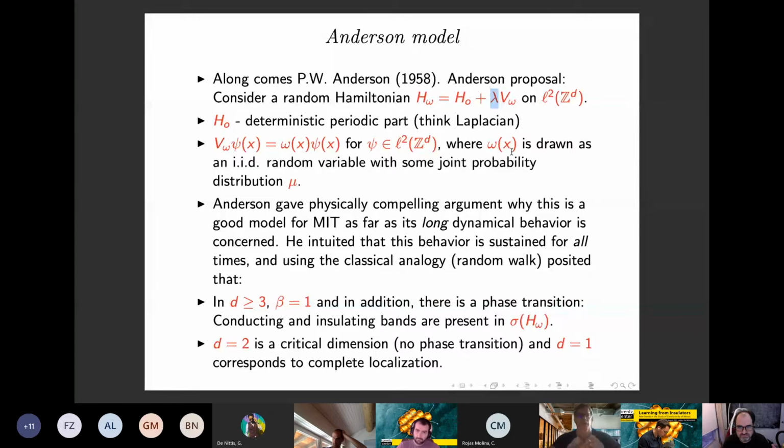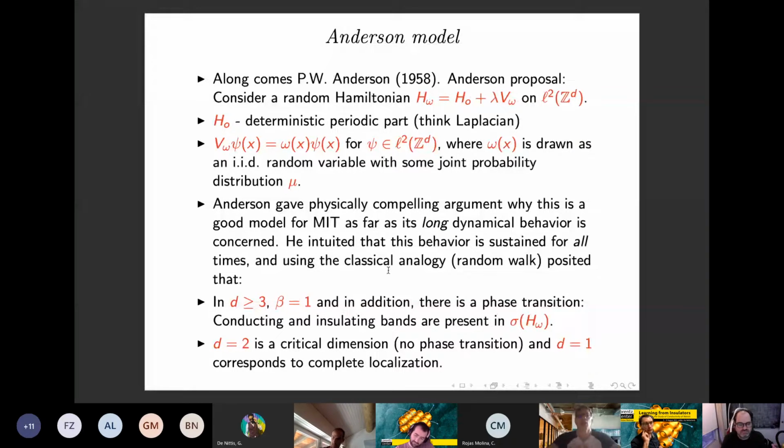So Anderson gave a physically compelling argument why it is a good model for metal insulator transition. But let me stress that his argument is probably compelling if you consider long time behavior and dynamical behavior, but he sort of intuited from that this behavior for the model should be sustained for all times. And using some perturbative approach as well as a classical analogy to random walk, he posited that in dimension greater than or equal to 3, you should expect diffusional behavior.